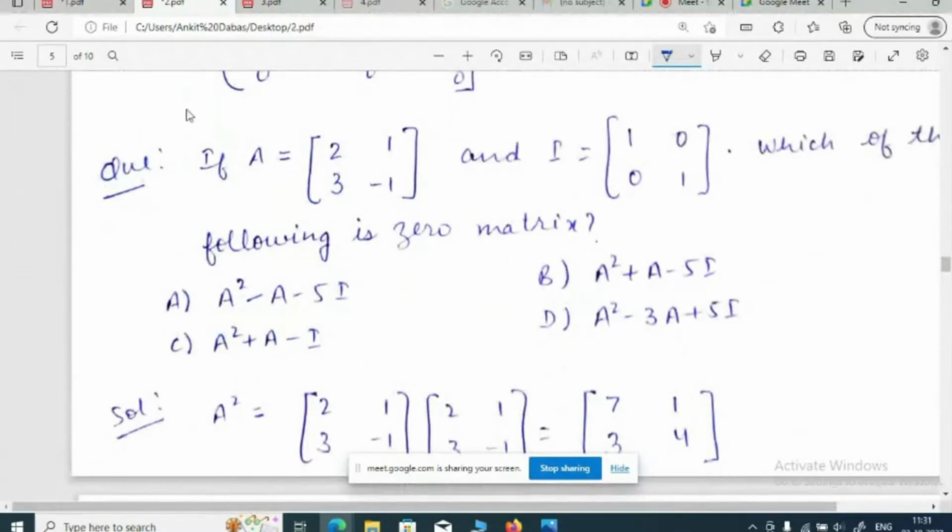If a matrix A is given, that is 2, 1, 3, minus 1, and I is the identity matrix, and we are asked which of the following is a zero matrix. One way is you can directly put in the values and compute A square, A, and 5I. But because you are asked which of the following is a zero matrix, this can be done by using the characteristic equation, which is a topic in eigenvalues and eigenvectors.